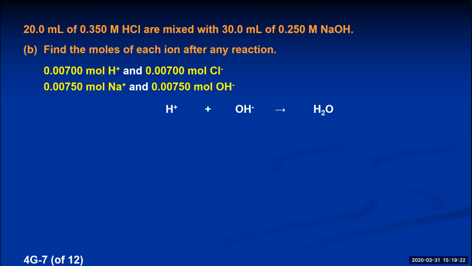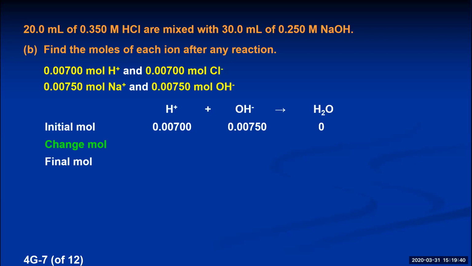And we need to figure out how much of the hydrogens and how much of the hydroxides react away. So we'll do an initial, change, and final moles table. The sodium ion moles will never change, and the chloride ion moles will never change. They're not undergoing any chemical reaction, but the hydrogens and hydroxides will.